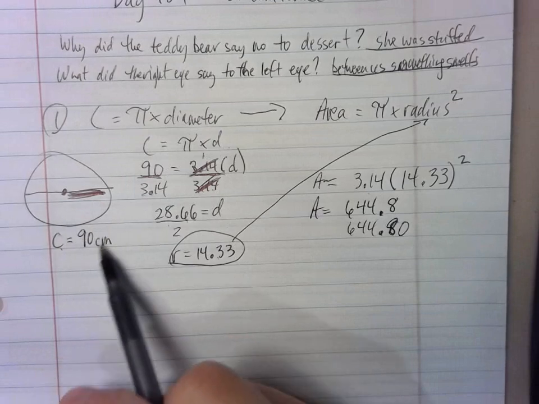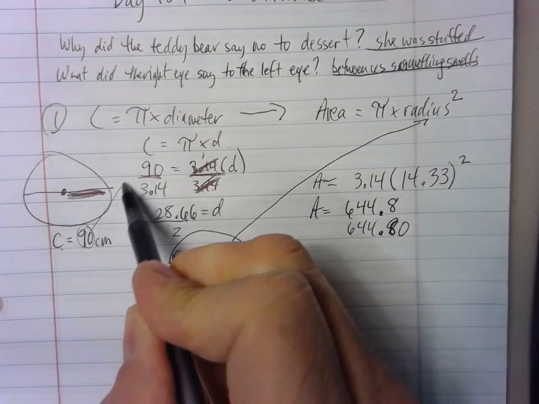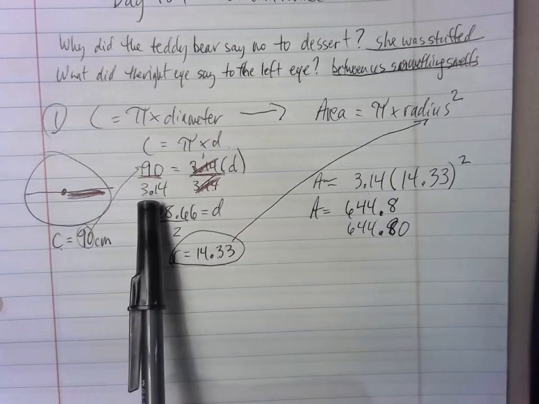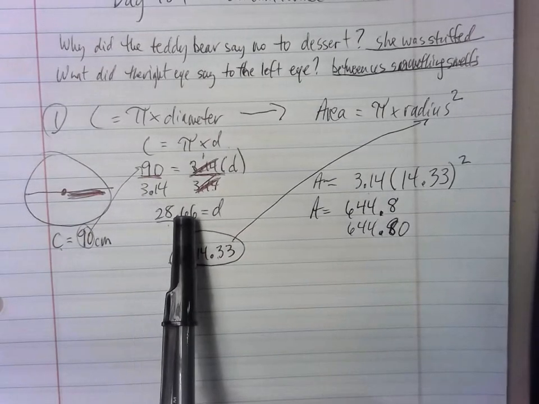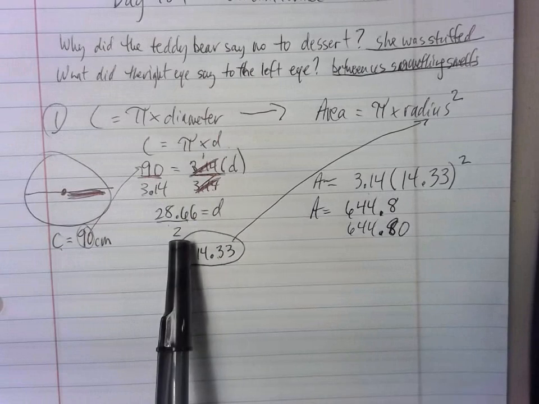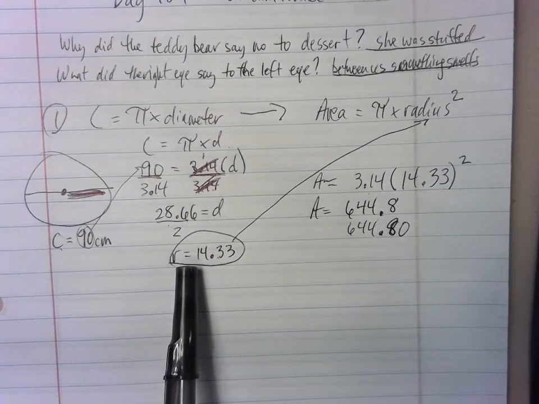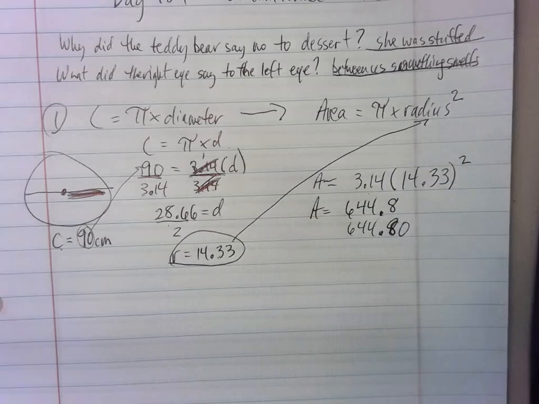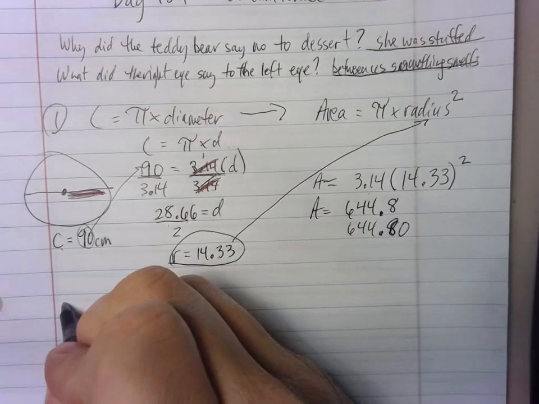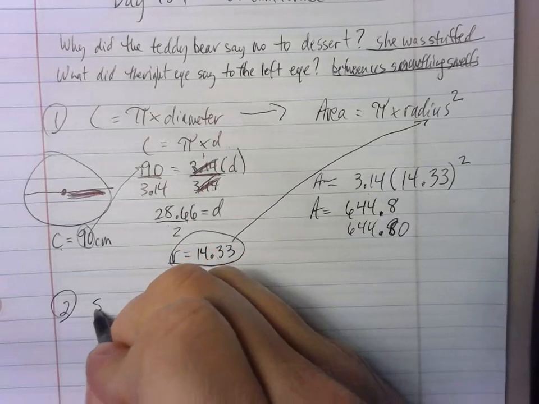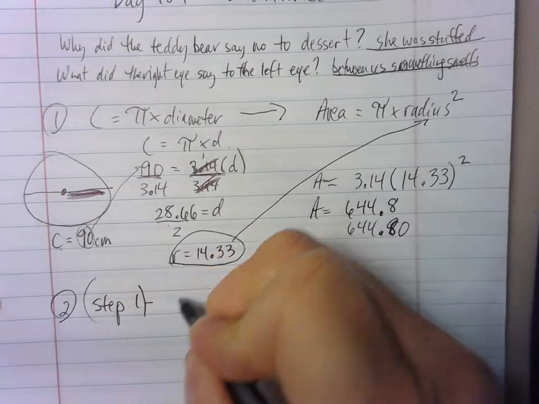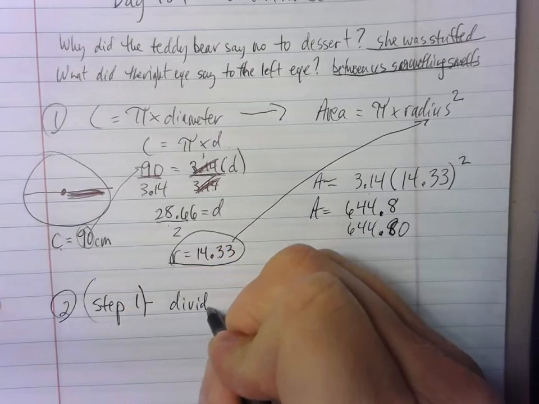Take your little circumference number right there, which we got was 90. Put it in for the circumference. We divide it by pi. That gives us the diameter. When you get the diameter, you got to divide it by 2, which gives you the radius. And then you just take that number and come over here and put it in the formula. Pi times radius squared. Okay, so if you're doing steps, if you want to talk about step 1, 2, 3, step 1 would be divide by pi.